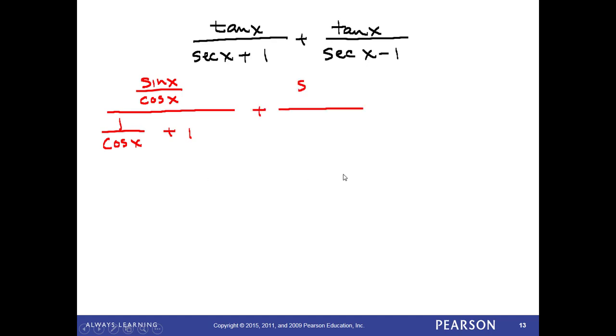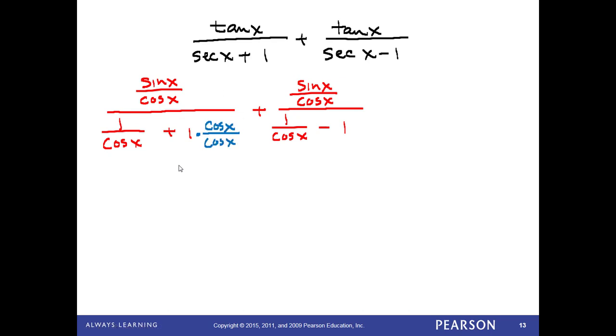Adding to the other side. So tangent again, sine over cosine. And secant again is 1 over cosine of x minus 1. Alright. Let's see, what do we need to do? We need to put these right here probably together. So it's just one single form here. So cosine of x, cosine, right?